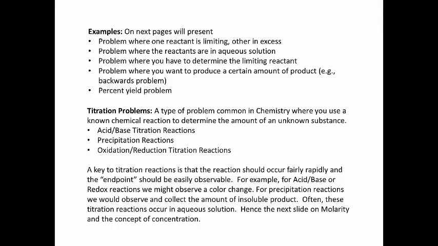Now, a key to a titration reaction is that the reaction should occur fairly rapidly. That is, we don't want to wait all day for it to happen. We'd like it to occur quickly, and we'd like the endpoint to be easily observable. Think about that. If your endpoint is not observable, it doesn't lend itself very much to a titration reaction. For example, in acid-base reactions, we typically observe a color change when the reaction has reached what we call its endpoint. And for precipitation reactions, we perform the precipitation reaction and collect the amount of insoluble material and weigh it to determine the amount of product.